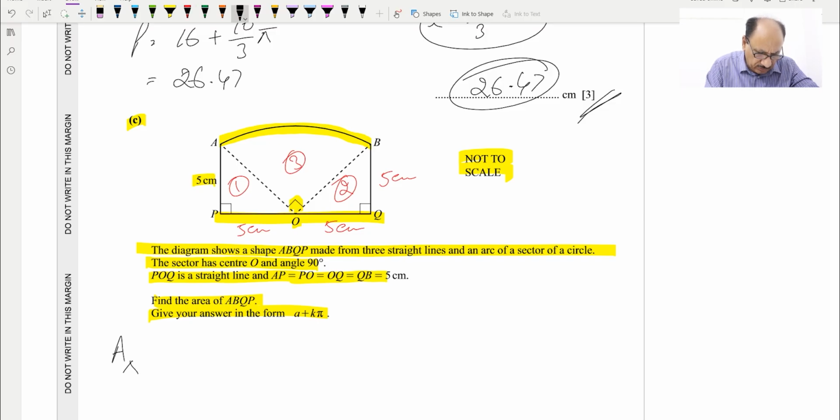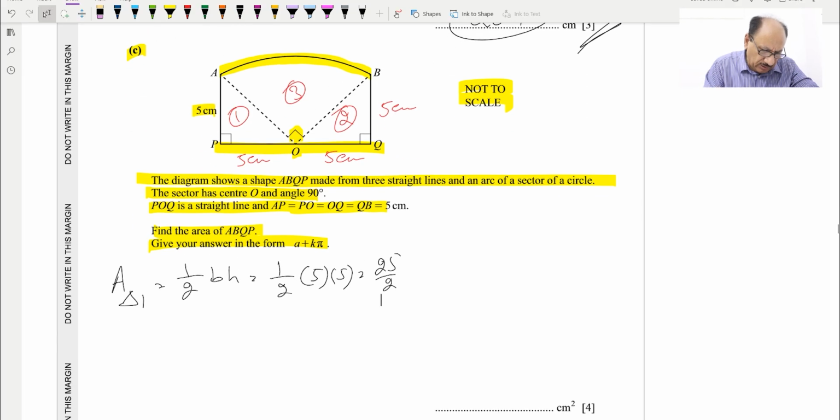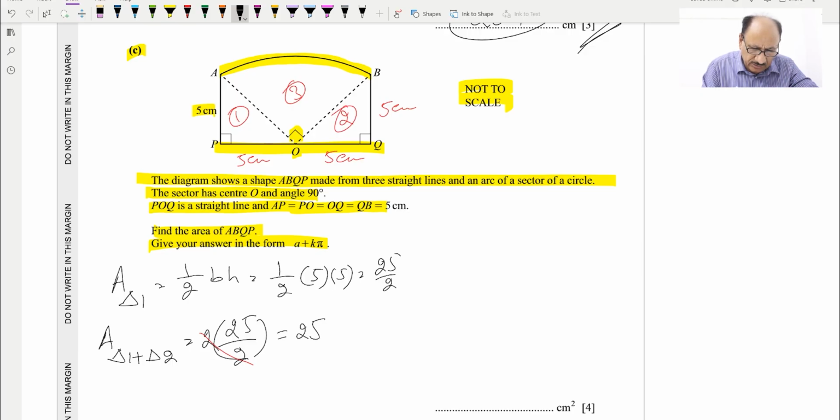So the area of triangle 1 will be equal to half into base into height, which is half into 5 into 5, which is 25 by 2. I will write it like this. So the area of triangle 1 plus triangle 2 will be equal to 25 by 2 into 2, which is equal to 25. So we get the area of the two triangles as 25 centimeters square.